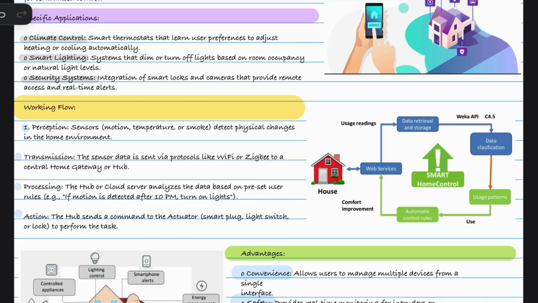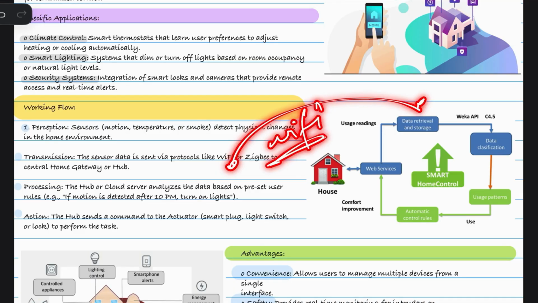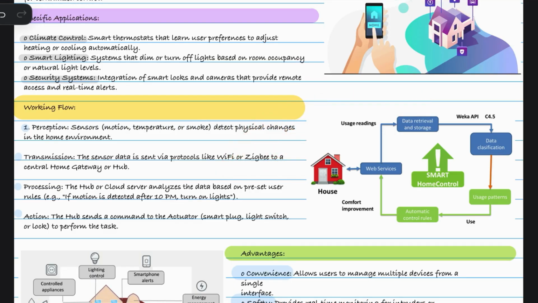Then comes the transmission layer. This is where the sensors don't have massive compute power, so they instantly ship the raw data across a range of wireless channels, using Wi-Fi or whatever communication channel, to the central home gateway. All right, to the hub.